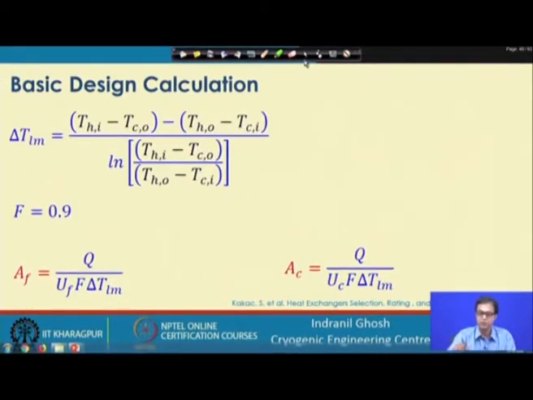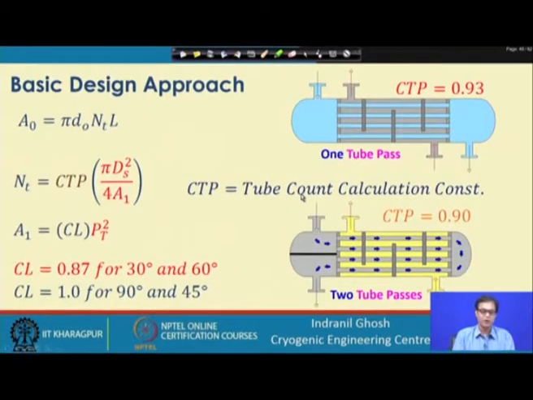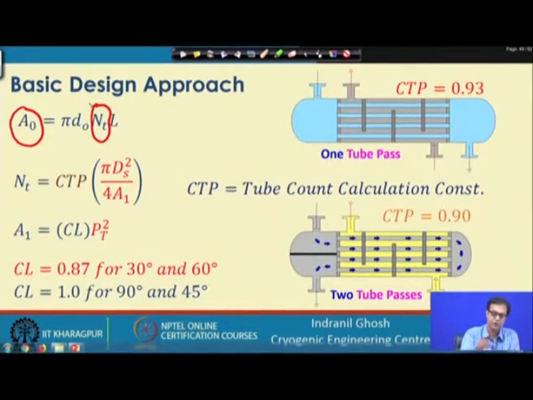So, for that we now go to the next slide, where we have estimated this external heat transfer surface area, and imagine that we have n-t number of tubes, each of length L, and each one is having an external surface area of pi d 0. So, n-t number of tubes, each of length L, each of surface area pi d 0, gives you the total heat transfer surface area as A 0.